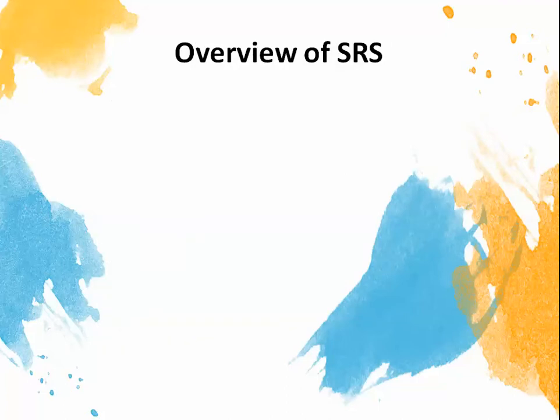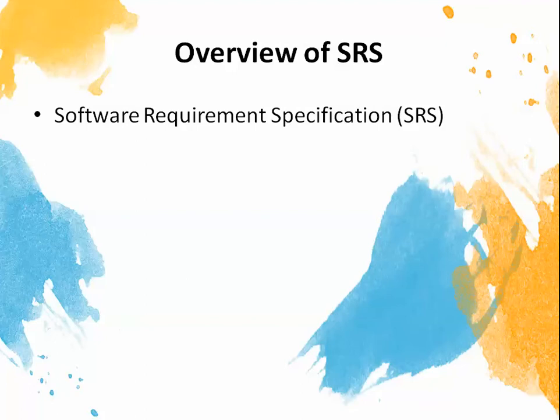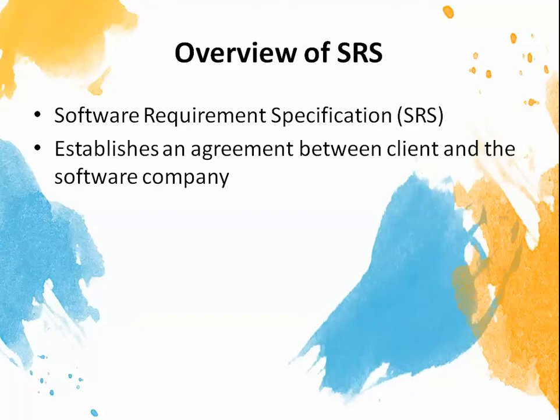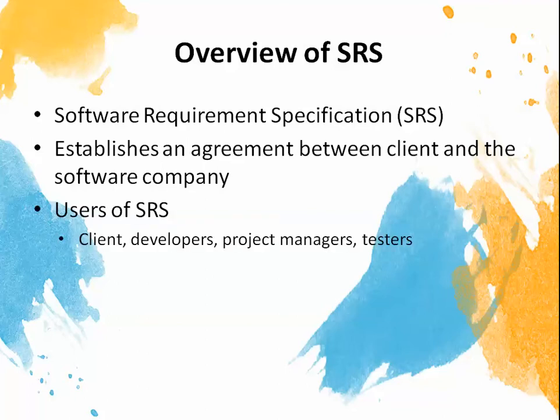So, talking about the overview of SRS itself, SRS is a document which describes in detail what the new software product is and what it is supposed to do, and it also establishes an agreement between the client and the software company, just to make sure that they are all on the same page. So the SRS is used by the client, as mentioned earlier, to make sure that both the company and the client understand what they want, and it's also used by the project managers and testers just to make sure that the work is on time and on task.